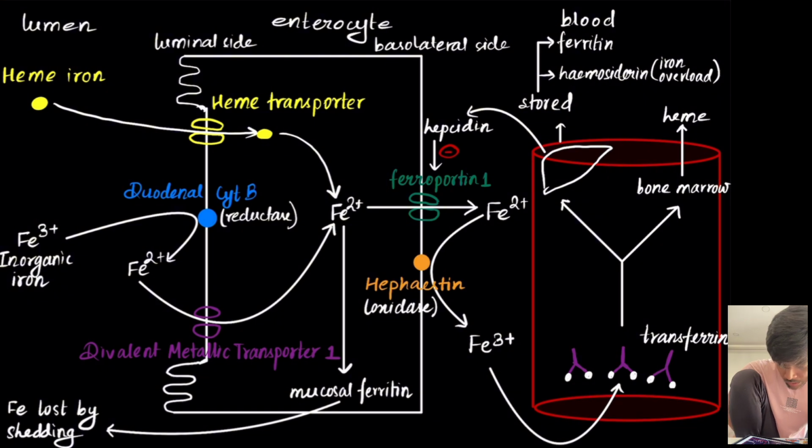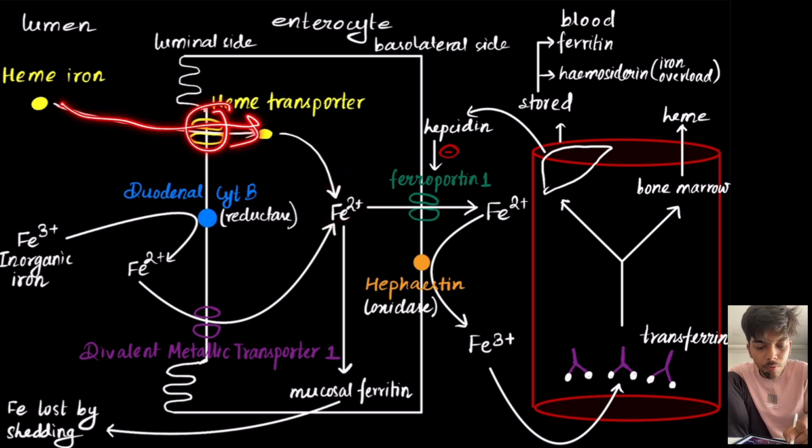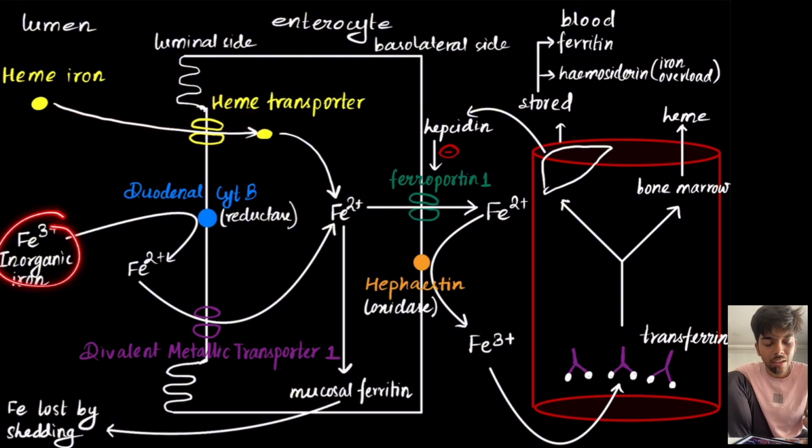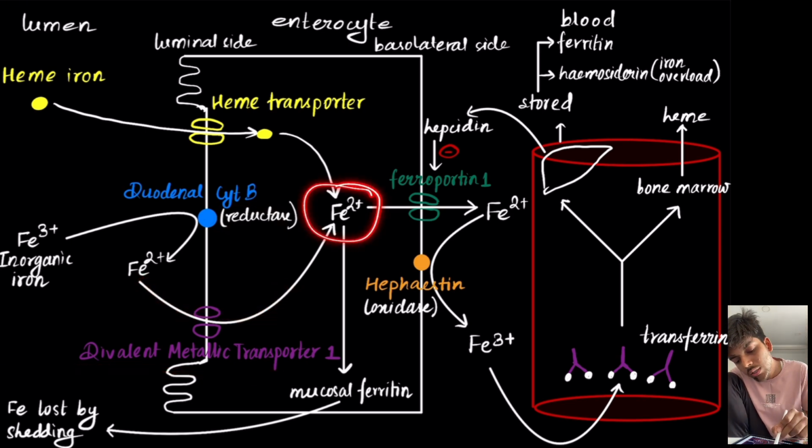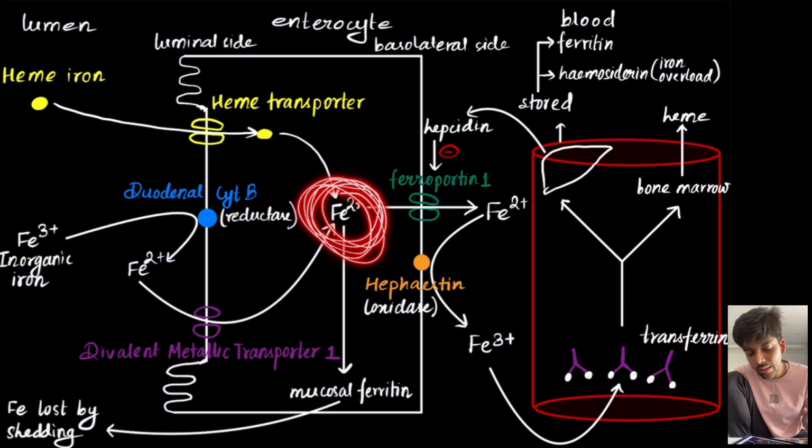Okay. So after all that, you finally have all the iron inside the enterocyte. Heme iron is directly taken in with the help of the heme transporter. Ferric iron first had to be converted to ferrous with the help of the reductase enzyme, and then it passed through the divalent metallic transporter. Now you have all the ferrous iron required inside the enterocyte.